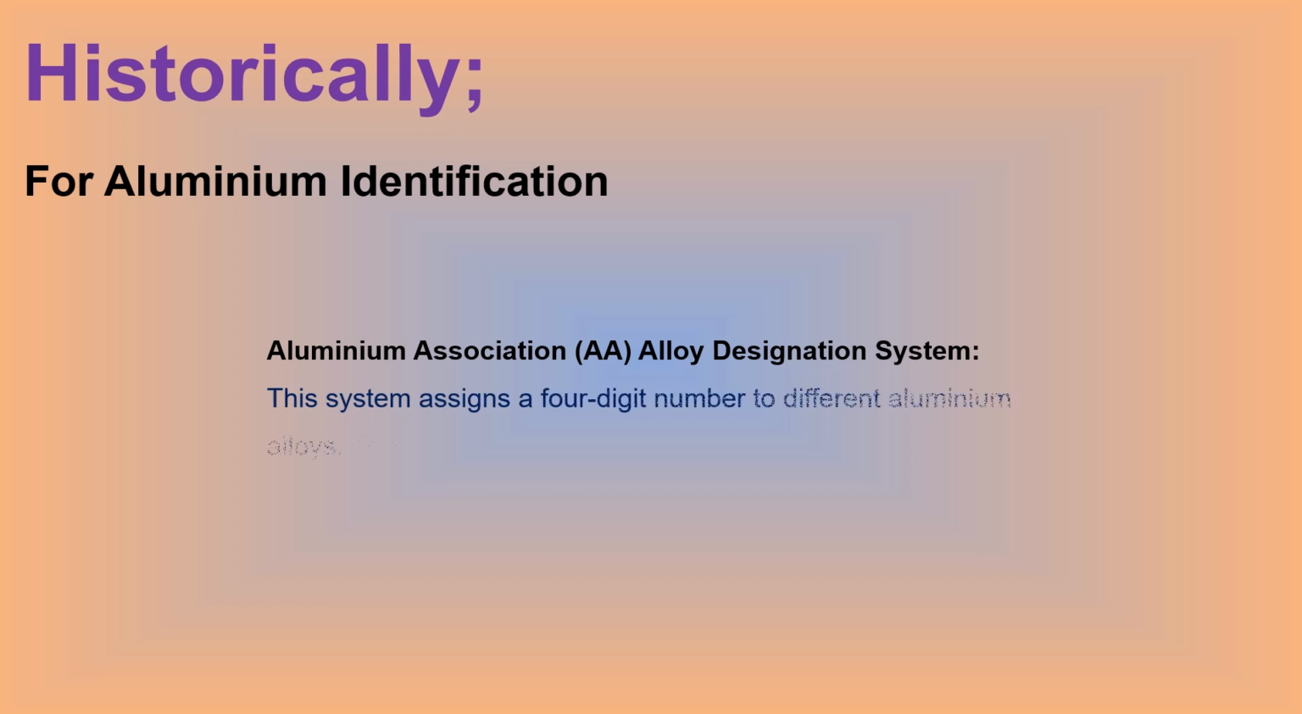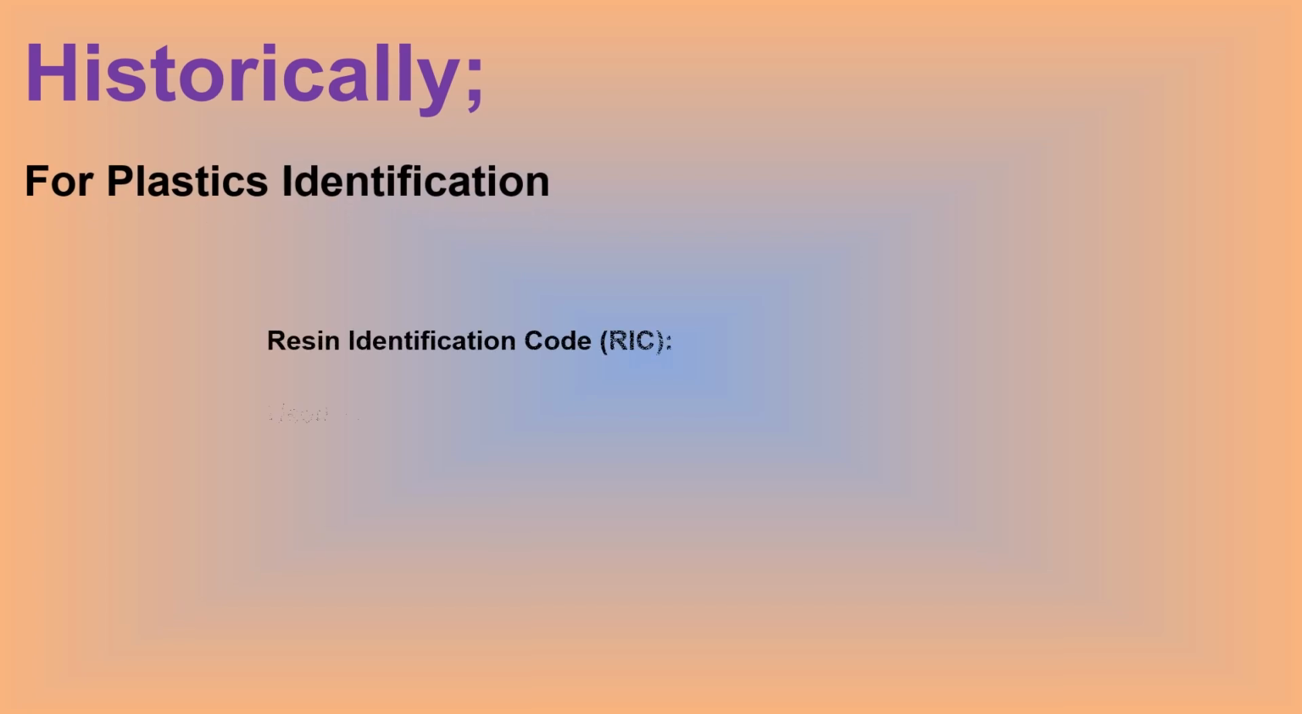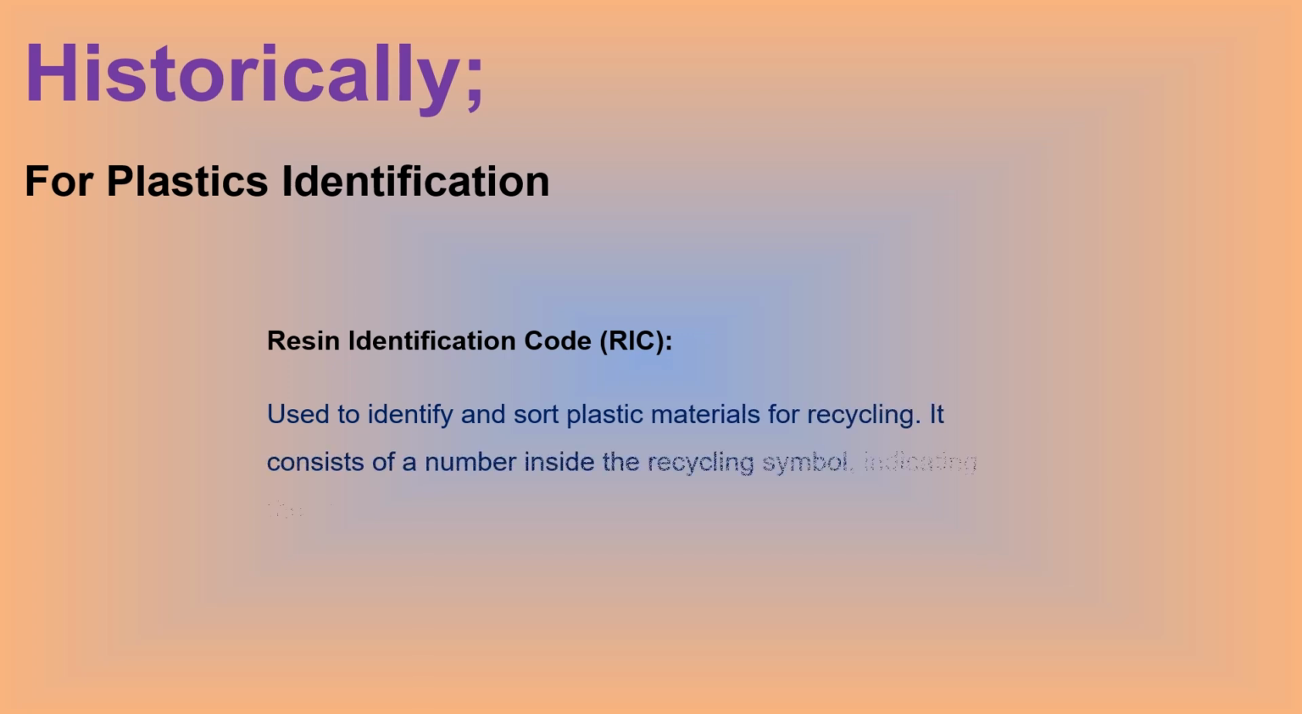Historically, for aluminium identification, the Aluminium Association or AA alloy designation system is used. This system assigns a 4-digit number to different aluminium alloys. The first digit indicates the major alloying element or group. For plastic identification, the Resin Identification Code, RIC, is used to identify and sort plastic materials for recycling. It consists of a number inside the recycling symbol, indicating the type of resin used.